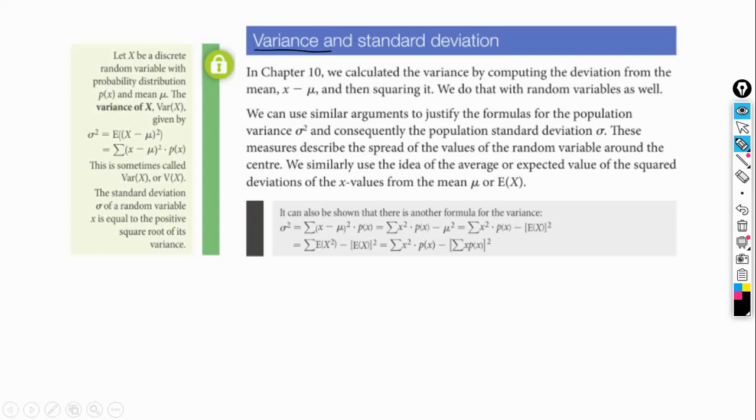So speaking about variance and standard deviation, the formula for computing the standard deviation and the variance of random variables is the same as the one we used in chapter 10. It is important to notice, though, that there's another alternative formula that can be very handy, so I recommend that you memorize it.